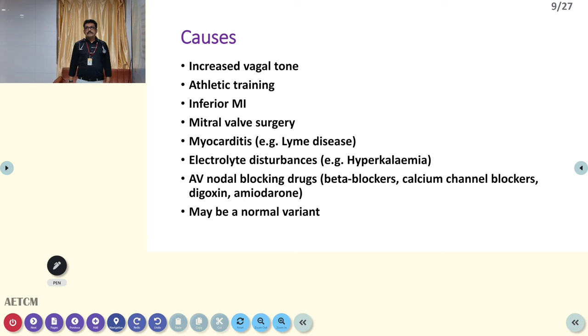Now there are a lot of reasons for heart blocks. In that, what reasons can we see? Increased vagal tone, athletic training, inferior wall myocardial infarction, mitral valve surgery, myocarditis, electrolyte imbalance like hyperkalemia, AV nodal blocking drugs like what we discussed in the previous slide: beta blockers, calcium channel blockers, digoxin, amiodarone, and sometimes it can be a normal variant.